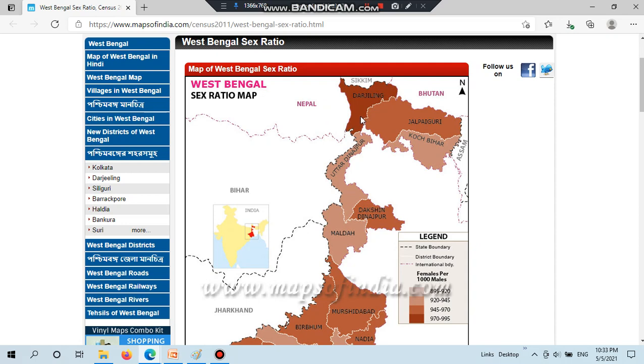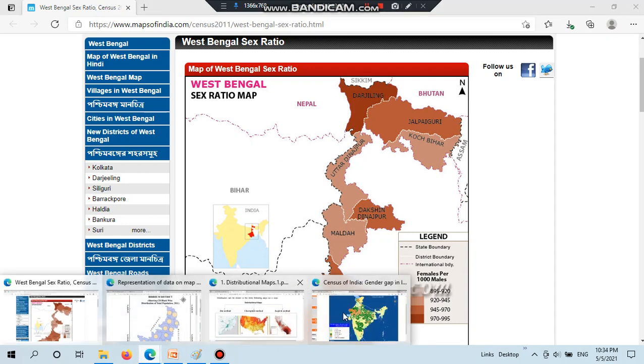Suppose it's Darjeeling district, here the sex ratio is also 972 or 995. But throughout the whole district, the sex ratio has never been uniformly distributed. But here the spatial attributes of population mapping techniques merge with the political boundary, with the administrative boundary. That's why it provides the erroneous result.